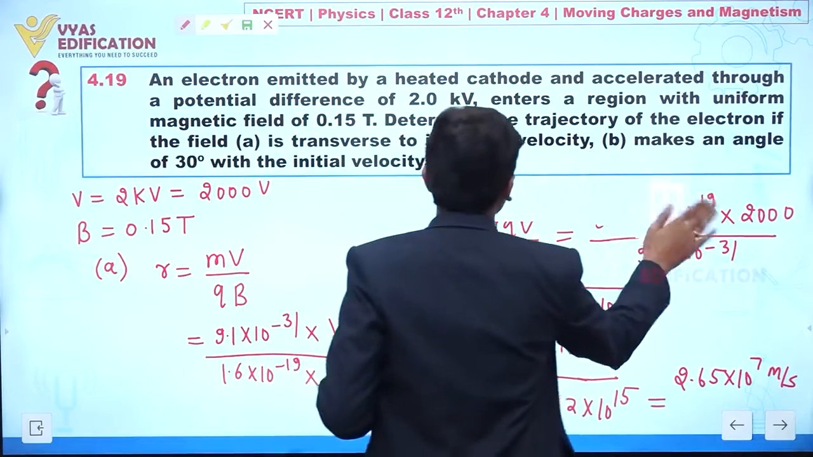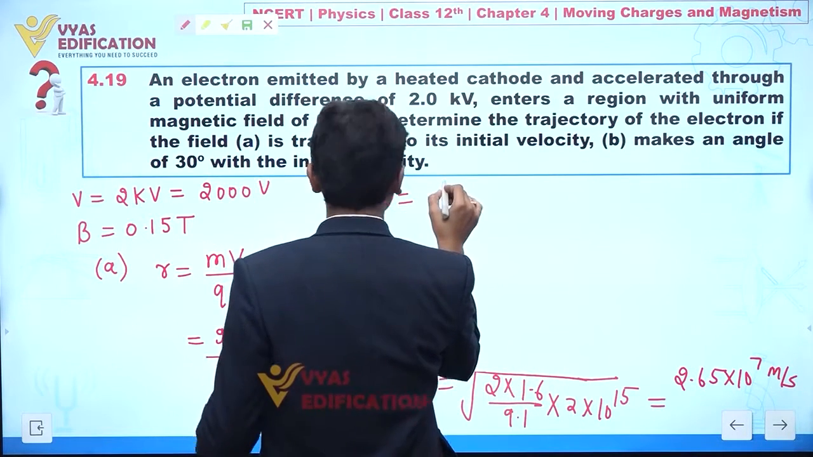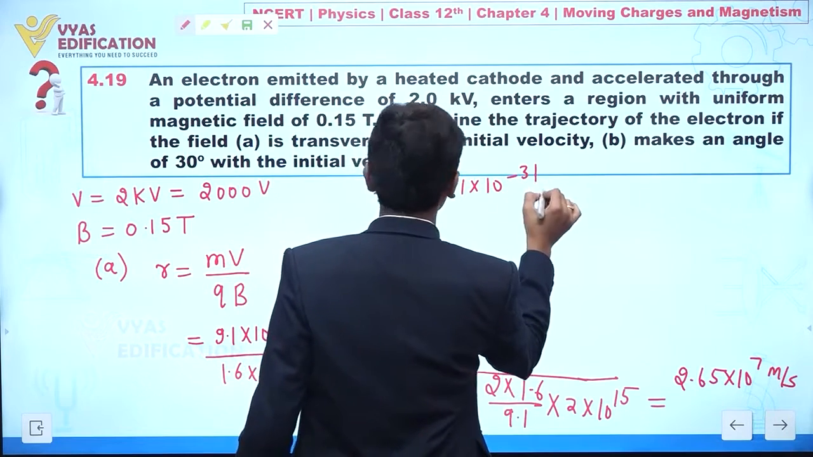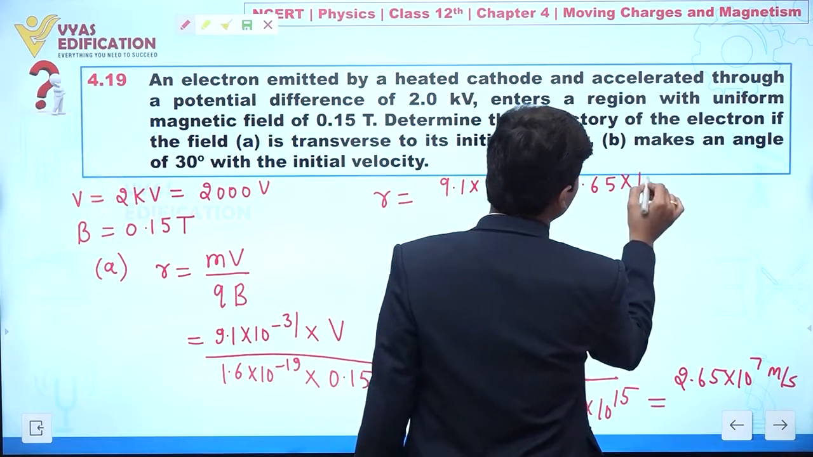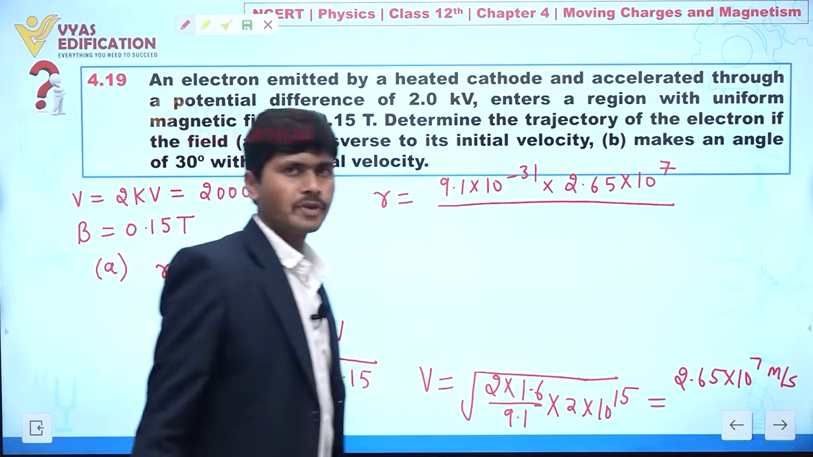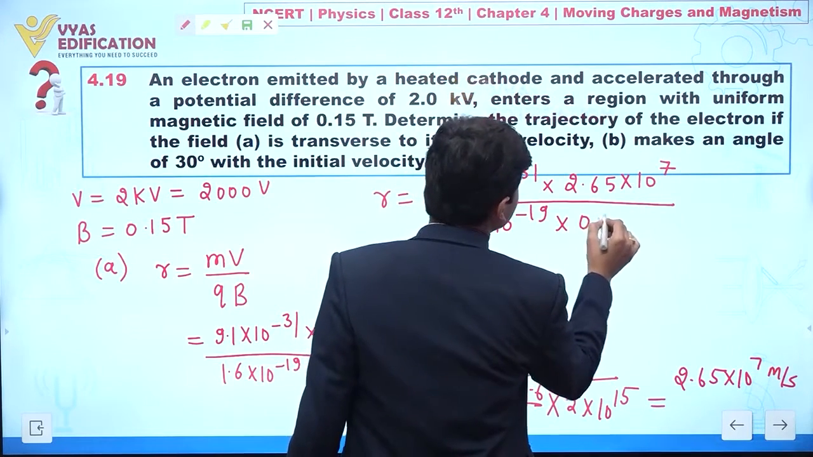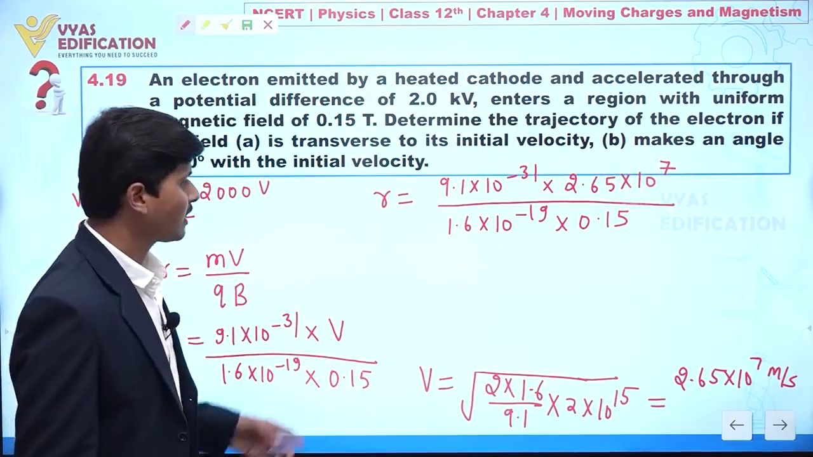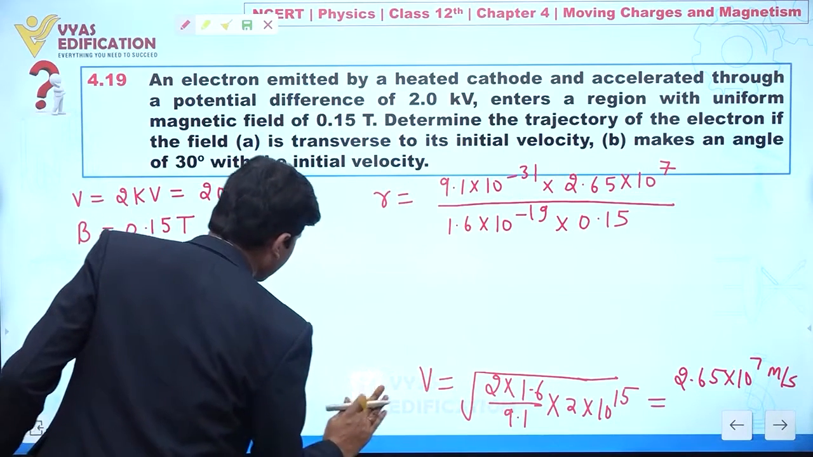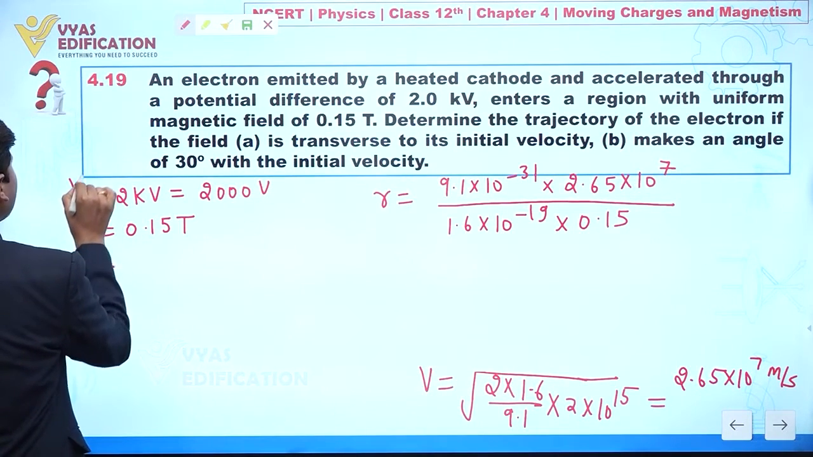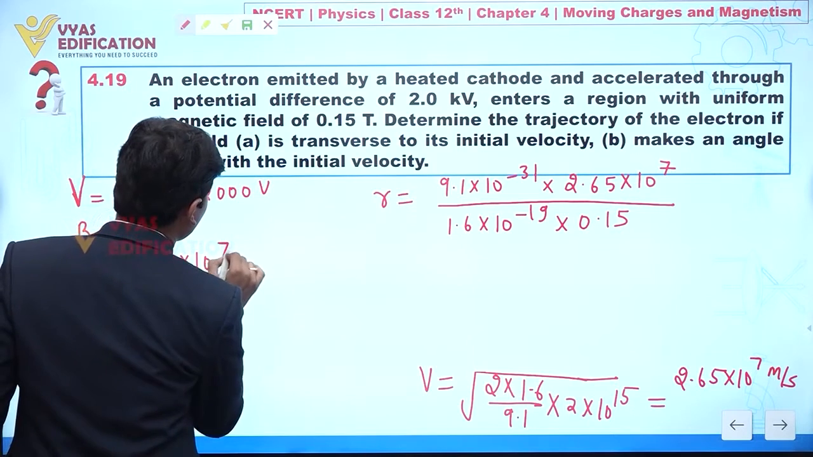Now we can see the radius value is given by 9.1 into 10 to the power minus 31 multiplied by the velocity, which is given to you as 2.65 multiplied by 10 to the power 7, divided by 1.6 into 10 to the power minus 19 multiplied by 0.15. Clear? You can put this velocity value here because this will be useful for part B. So I am writing here the velocity: this is the potential difference, and this is the velocity 2.65 into 10 to the power 7 meter per second.